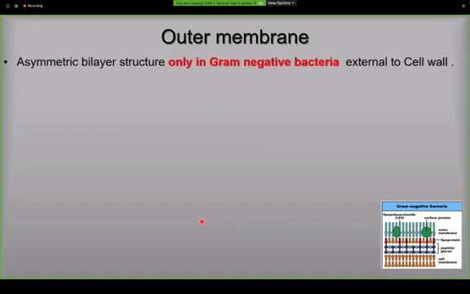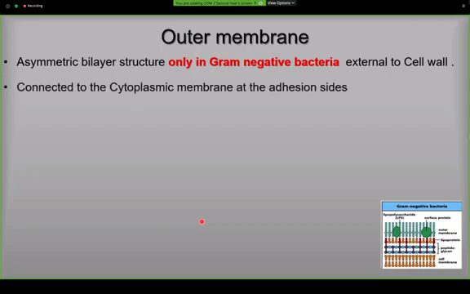What else? The outer membrane. And outer membrane, remember, it's only where? In gram-negative bacteria. The outer membrane is an asymmetric bilayered structure. So what does that mean? When we say it's an asymmetric bilayer structure, it's available in gram-negative, external to the cell wall. It's connected to the cytoplasmic membrane at the adhesion site. And when I say it's asymmetric bilayer, it's because it's composed of protein and phospholipids. The protein is embedded in the layer. So this is why we call it an asymmetric bilayer.